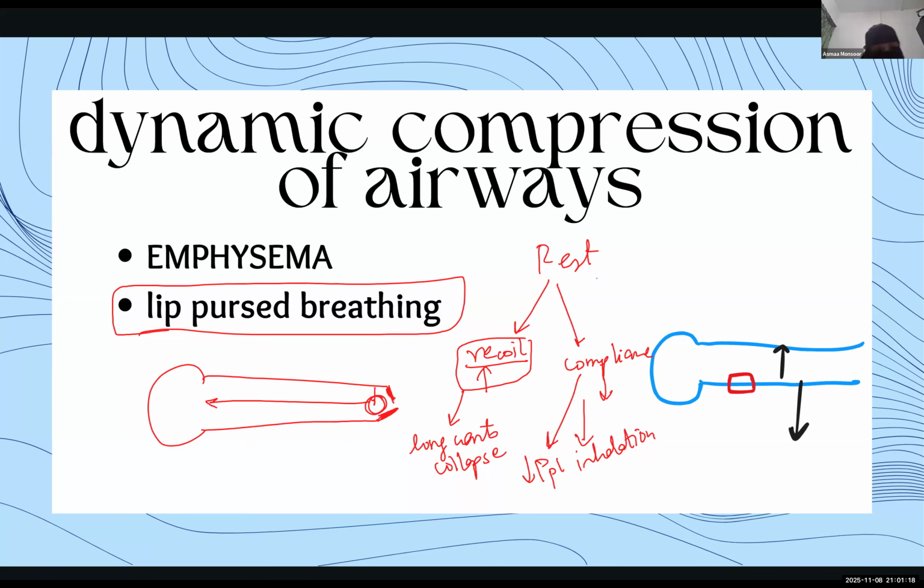So the pressure inside the airways, the PAW, is going to increase. When the pressure inside the airways increases a bit, this will make sure that the airway remains patent. Did you guys get that? That is why lip pursed breathing helps in making sure that the airways remain open for people who have restrictive diseases.